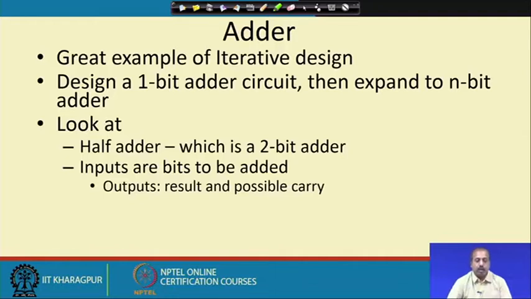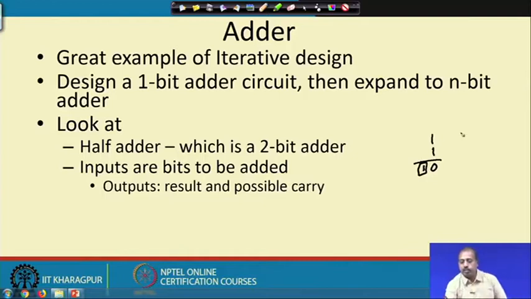So, we will look into the half adder first, which is a 2-bit adder. The inputs are the bits to be added and the outputs are the result and possible carry. When you are adding two 1-bit numbers, if the bits are 1 and 1, then the sum is 0 and there is a carry of 1. If it is 1 and 0, then the sum is 1 and there is no carry, so carry is 0. Or 0 and 0, sum is 0 and the carry is also 0. So, this way we have the half adder, with two outputs, sum and carry.